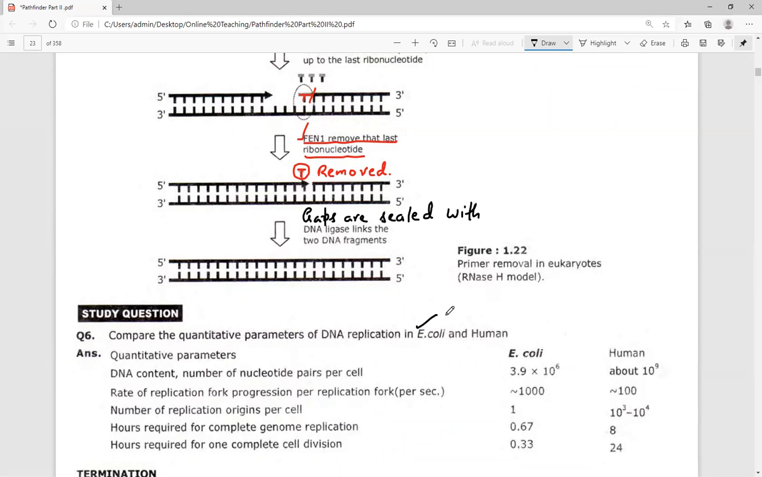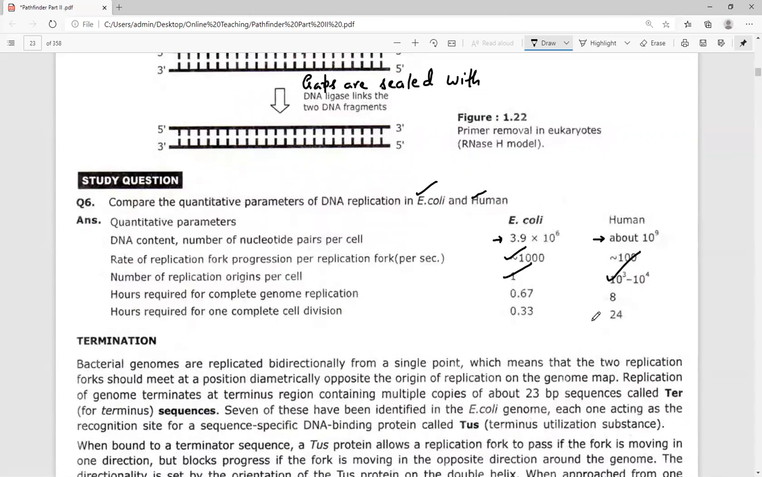Some of the parameters to be compared between E. coli and human: E. coli DNA is 3.9 into 10 raised to power 6 base pairs, and 3.2 into 10 raised to power 9 base pairs for human DNA. Total rate of replication is 1000 base pairs per second, versus 100 base pairs per second. Number of origins greatly varies. One in prokaryotes, whereas in eukaryotes there are various numbers of origins of replication. Time to complete the genomic replication is 0.67 hours.